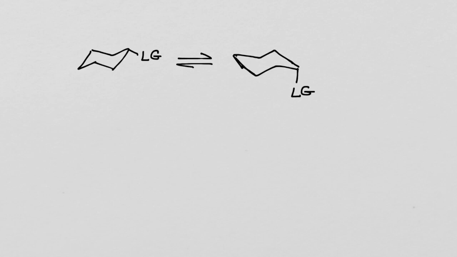So what is it we're looking for when we're thinking about doing E2 on a chair? What we're thinking about is what is anti-periplanar to the leaving group. So what I strongly suggest you do is you build a model of this. And when you build the model, what you're going to see, if you look at a Newman projection down the bond that I've drawn in green, is that what is anti-periplanar to the leaving group is going to be this ring bond right here.